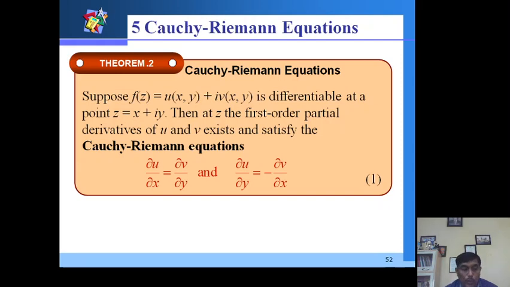The Cauchy-Riemann equation in polar form is ur is equal to 1 by r v theta, and 1 by r u theta is equal to minus vr. Thank you. We will discuss in the next class.